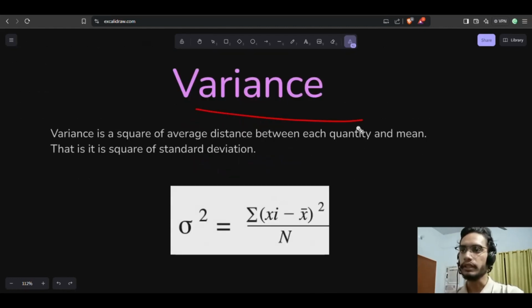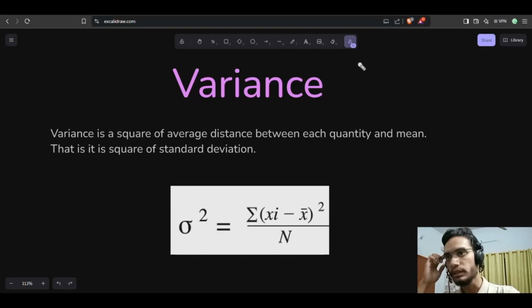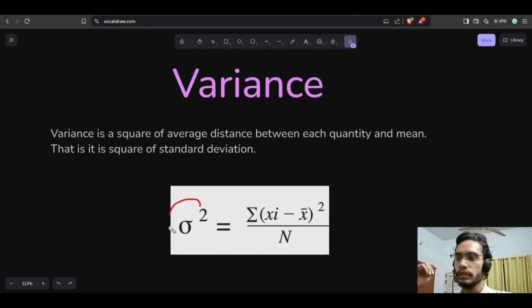Now let's talk about the variance. Variance is, in simple terms, the square of the average distance between each quantity and the mean. You can say that it is the square of the standard deviation. So standard deviation and variance are interlinked. In most institutions and universities, they teach standard deviation and variance together because these two are interlinked. They have the same formula.